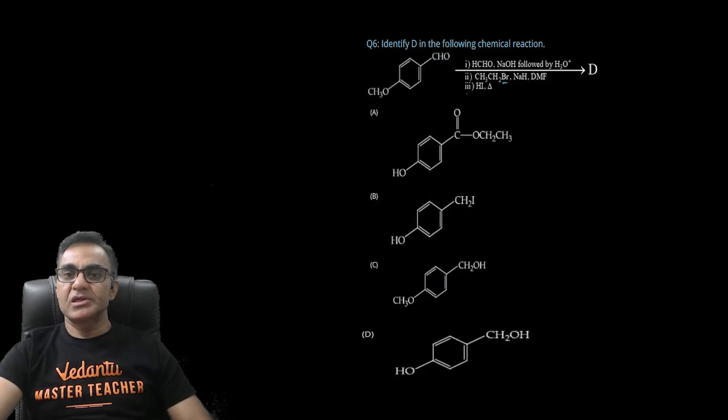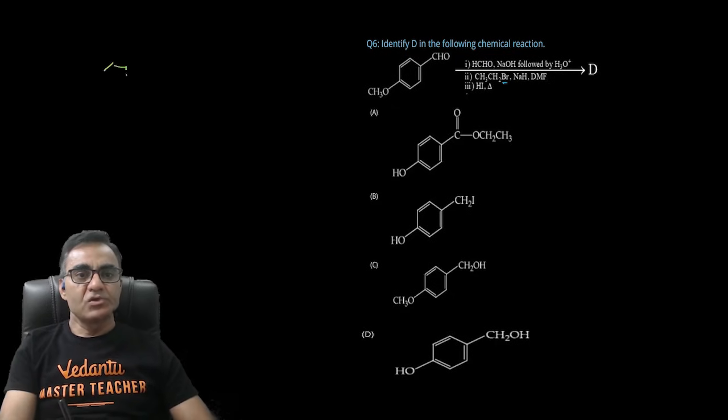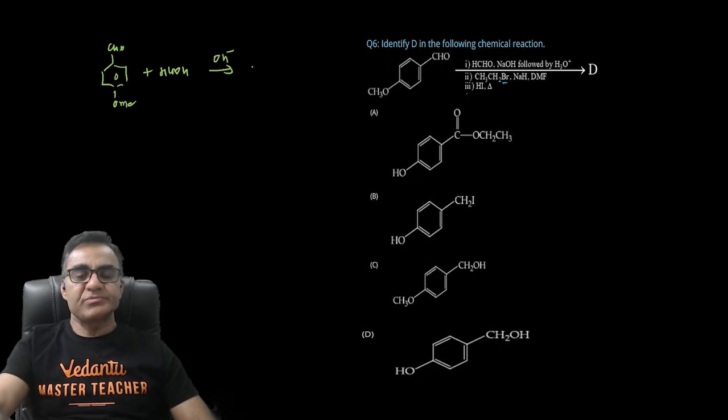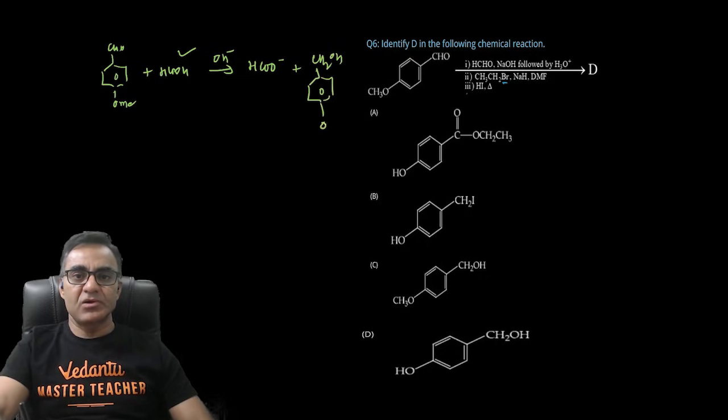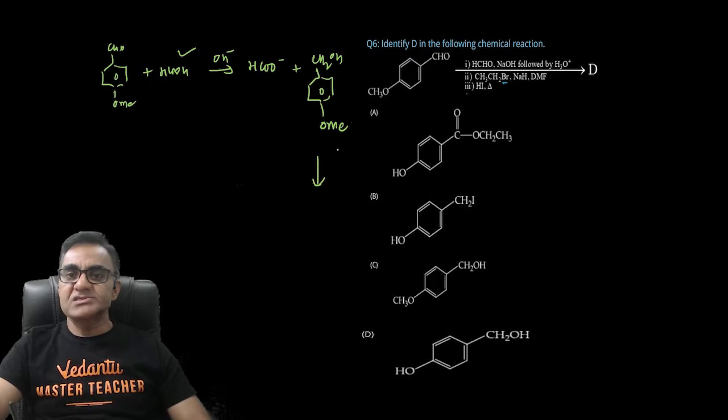Identify compound D in the following chemical reaction. Okay, पहले रिएक्शन दिया हुआ है HCHO एंड एक एरोमेटिक एल्डिहाइड का, उसके बाद आपका एल्काइल हैलाइड के साथ रिएक्शन है, फिर HI के साथ हीट है. ओके, तो पहली जो रिएक्शन है उसमें हमने पैरामिथॉक्सी बेंजल्डिहाइड लिया एंड फॉर्मल्डिहाइड लिया.